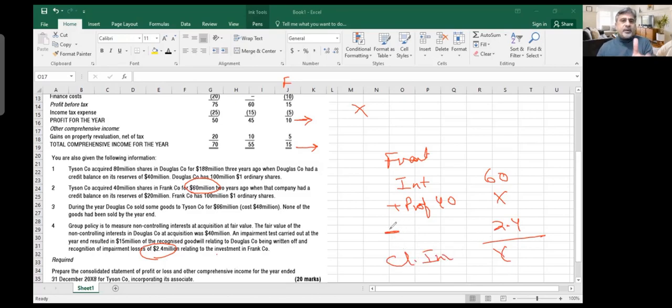Remember, this is actually the way you do calculation of NCI for others. When you are doing calculation of NCI, what do you do? Initial value, NCI at acquisition, plus profit minus any losses. The same thing you will do for yourself now, because you are NCI in Frank actually. You are 40% in Frank.